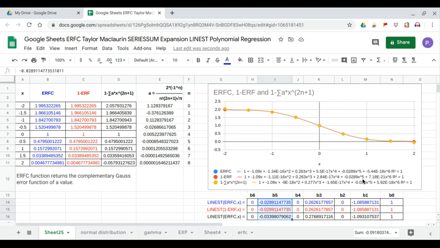B5 is 0.0289. There's a slight difference, 0.034. And B6. Negative 5.44 times 10 to the minus 18, times 10 to the minus 21, times 10 to the minus 18. They're small enough to be 0. This completes the LINEST Polynomial Regression of ERFC and the Taylor-Maclaurin SERIESSUM expansion of ERFC.